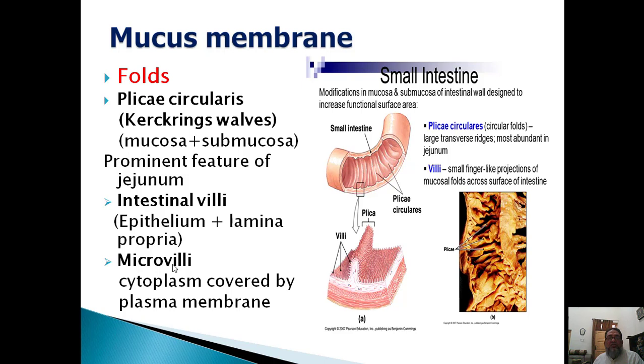So you will have to memorize all these folds by their separate features. Plica circularis: mucosa plus submucosa, a visible fold. Microscopic fold, that is the intestinal villi: epithelium plus lamina propria. But the microvilli are only cell projections, that is, cytoplasm covered by plasma membrane, moving upward to increase the surface area. They are formed by actin filaments from the terminal web. So you will have to memorize all these three differences.